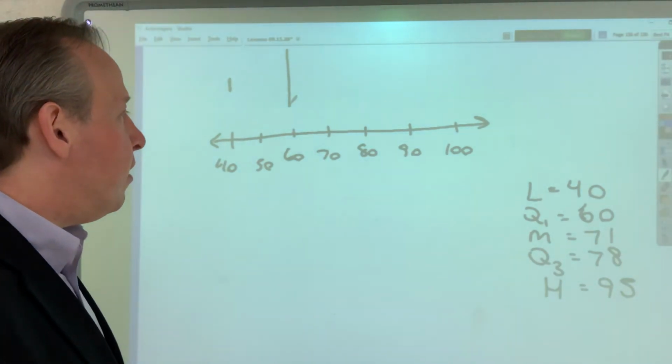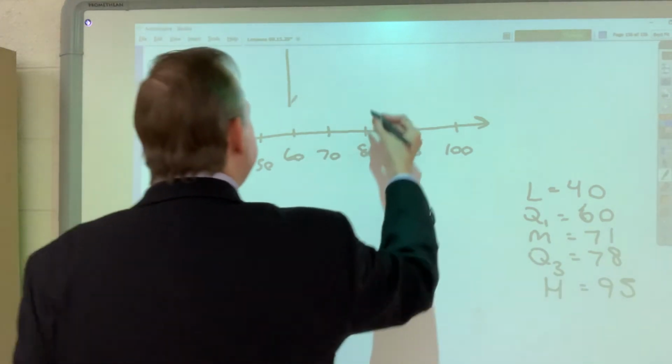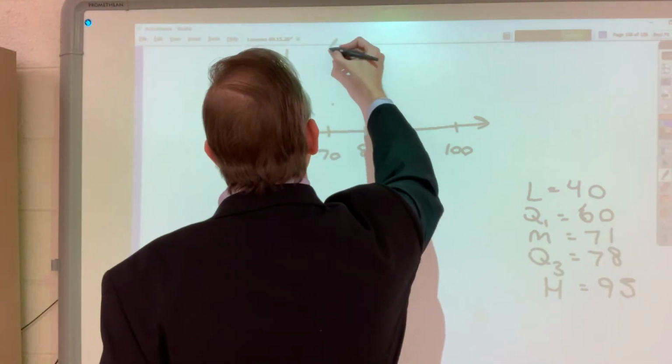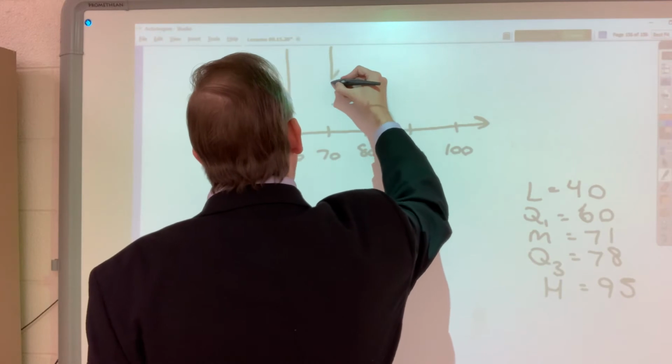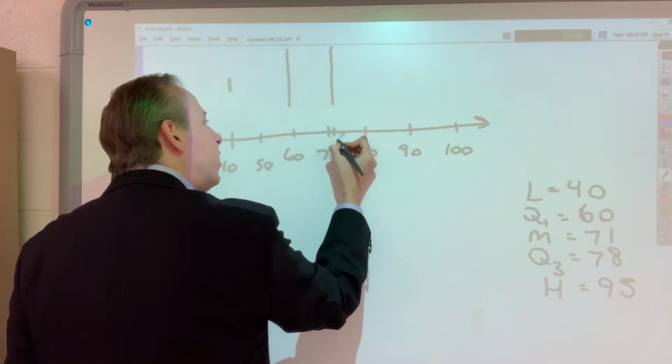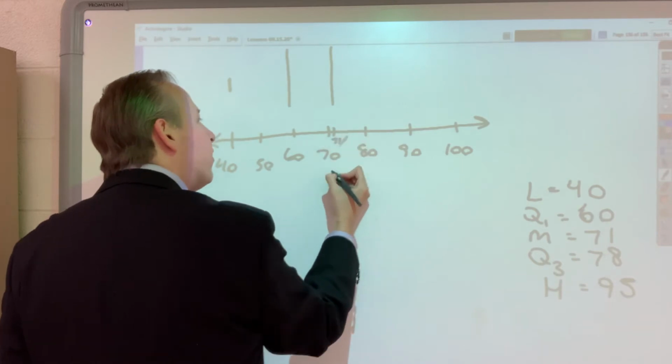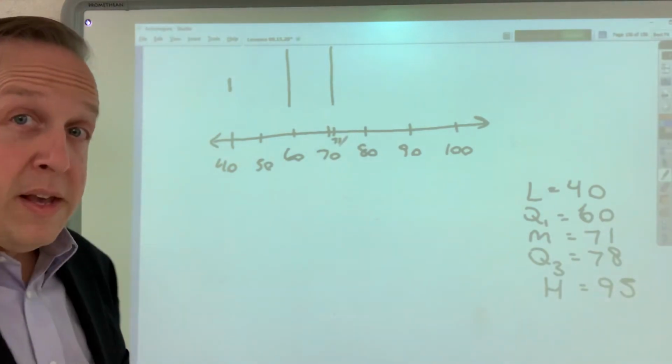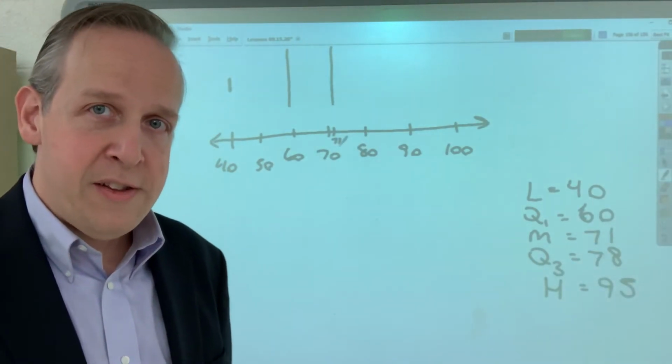The median was 71. Now, this is the first point that isn't already stated on the number line. So I'm going to have to write it in so it's clear that 71 is the median. You have to insert that on the number line because it needs to be there.